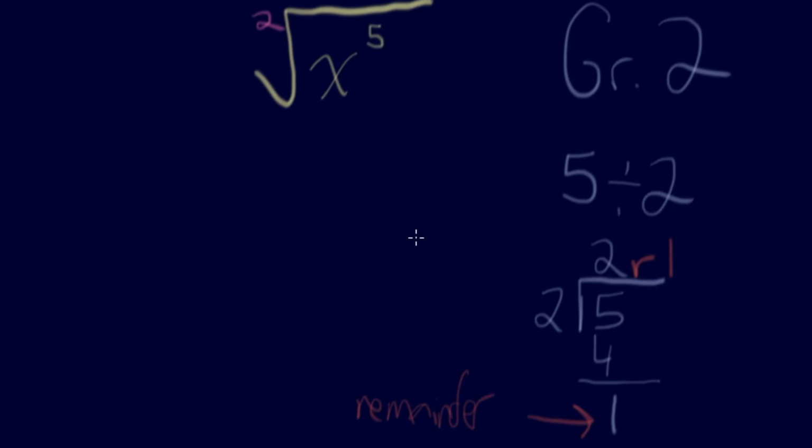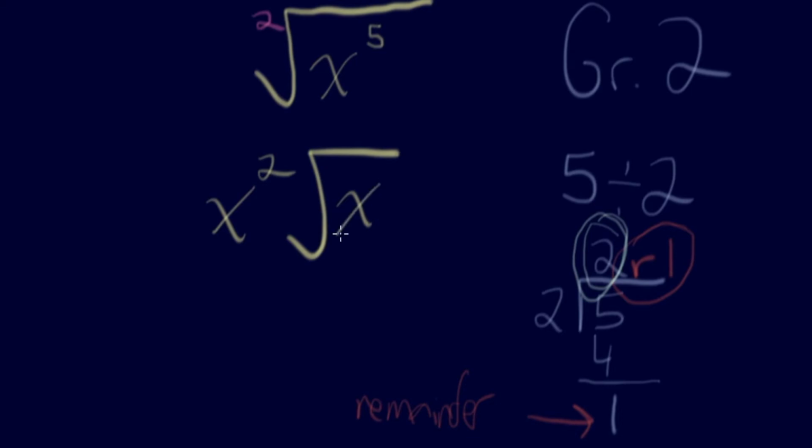Very cute. So we're going to use the exact same idea here. If I go 5 divided by 2, you know that is going to be 2 remainder 1. Well, the remainder tells you what gets left inside the radical symbol. So that's what's left inside, and the 2 comes on the outside. So the square root of x to the 5th, I'm going to take 2 of them on the outside, so x squared. And what's left inside? Remainder 1. So 1 remains inside.